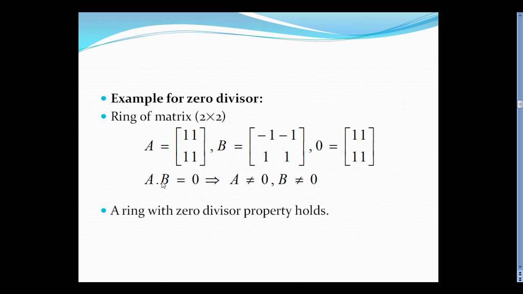But when you take the product, it will be equal to 0. If you multiply and see, you will get 0. 0 is nothing but the identity element, the matrix which is the identity element for addition. So the ring with the zero divisor property holds here.